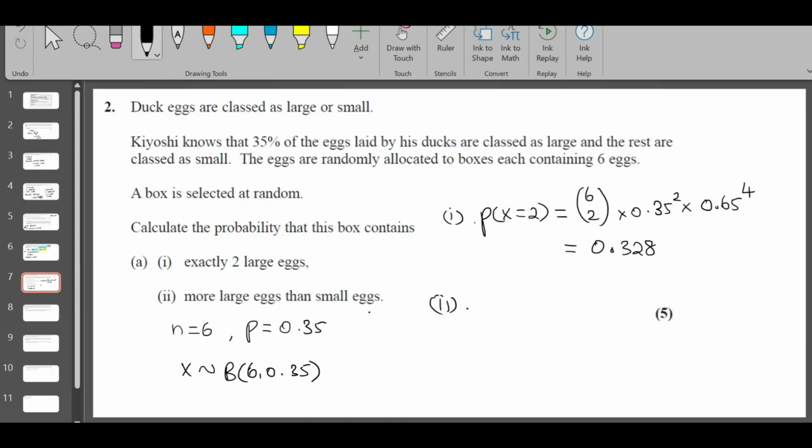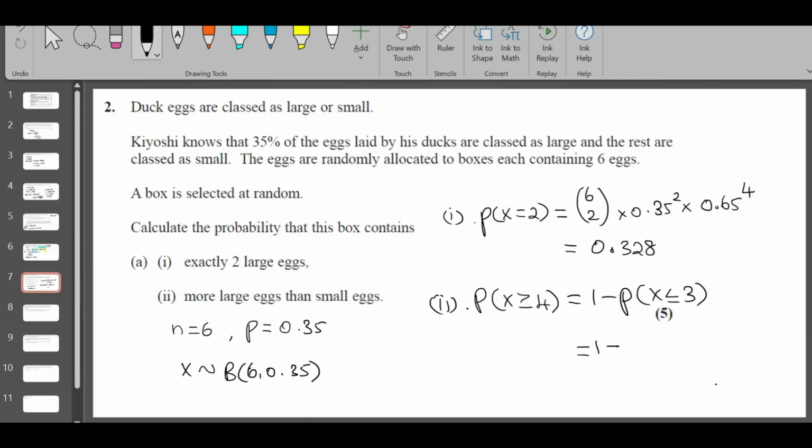Part ii now. Find the probability that this box contains more large eggs than small eggs. There are 6 eggs. So if you put 3 large, 3 small, they are equal. So the large has to be at least 4, right? Then only it will be more than small. So you need to find x at least 4, which is 1 minus P of x less than 4, or less than or equal to 3.